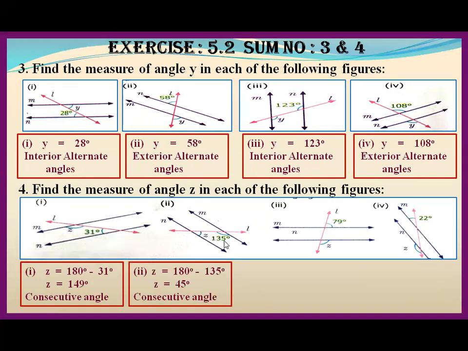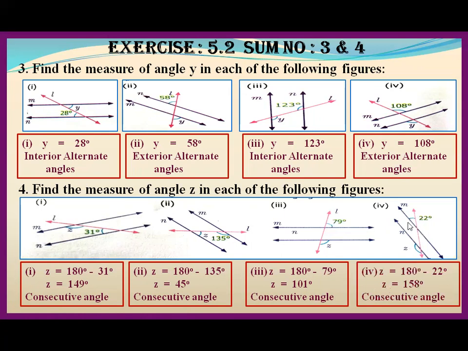The next one also is similar. Z is equal to 180 minus 135. So you get 45 degrees because they are consecutive angles. So third sum, you can see that they are both exterior and they are on the same side of the transversal. So they are consecutive. So Z is equal to 180 minus 79. So you get 101 degrees. Last one also, Z is equal to 180 minus 22 degrees. So you get 158 degrees, consecutive angles.